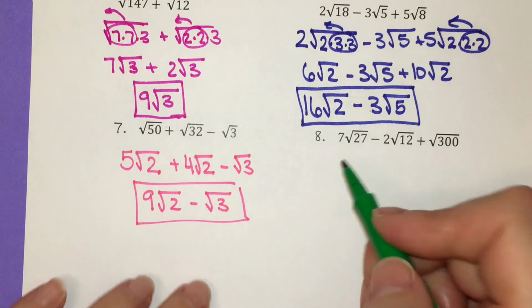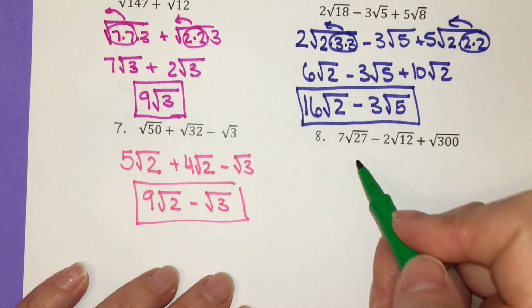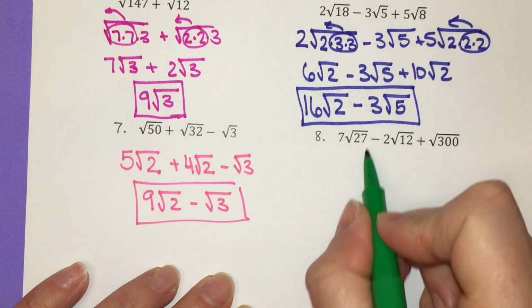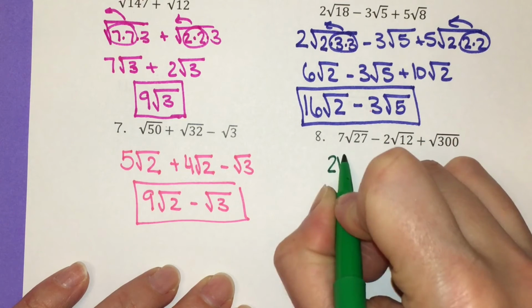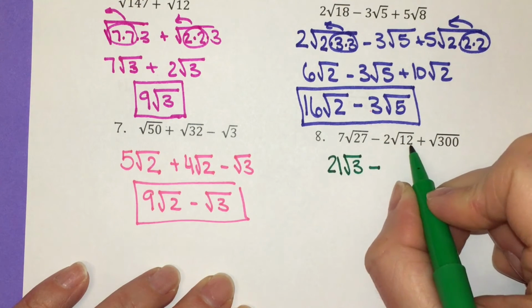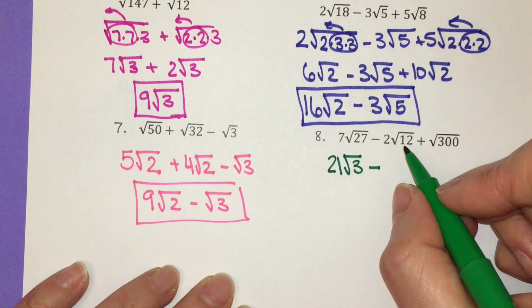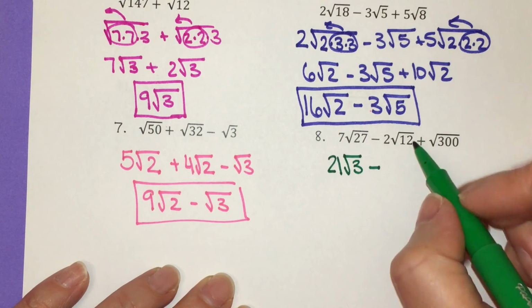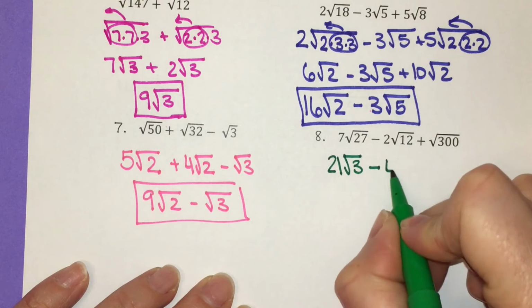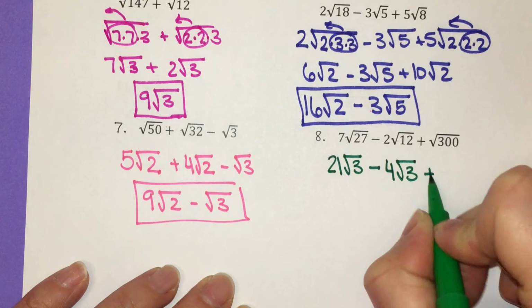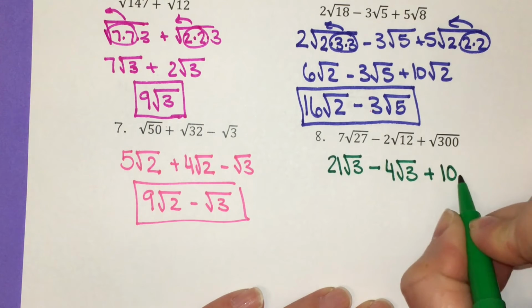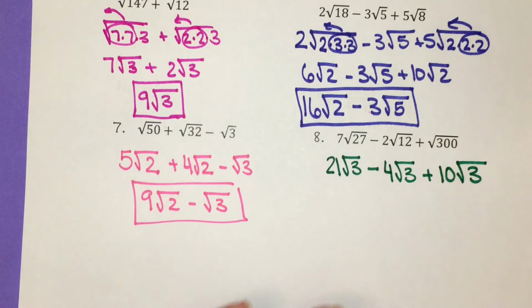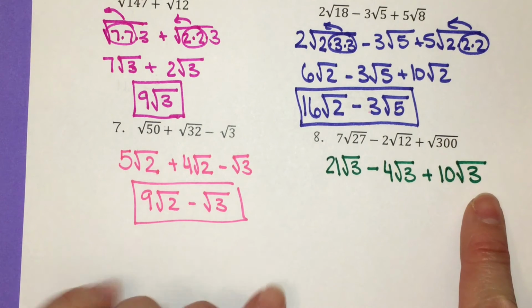And last one, 27 breaks down to 3 times 3 times 3, so bring a group of 3 out. 7 times 3 is 21, square root of 3, minus 12 breaks down to 2 times 2 times 3, so bring out a group of 2. 2 times 2 is 4, square root of 3, plus 300 is 3 times 10 times 10. So you have 10 multiplied by itself, so bring out the 10, and you're left with a square root of 3. So all of these can be combined.